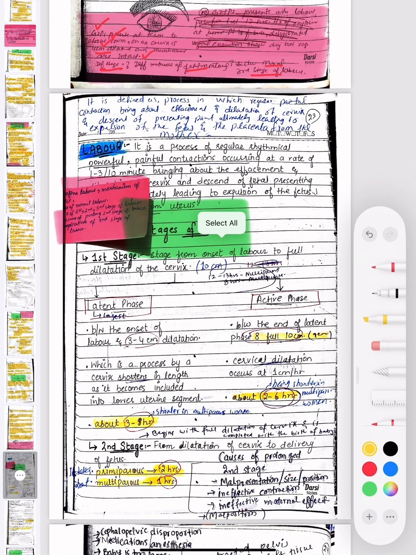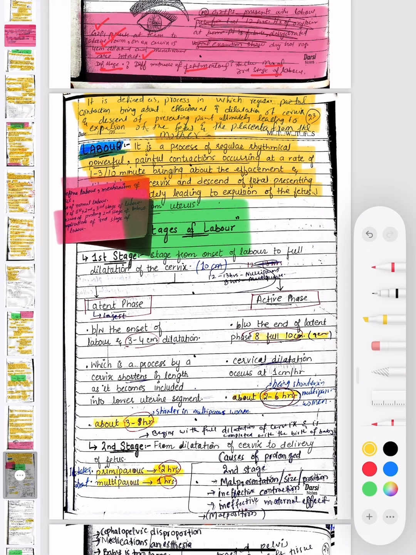Labor is a process of regular, rhythmical, powerful, and painful contractions occurring at a rate of 1 to 3 per 10 minutes, bringing about the effacement and dilatation of the cervix and descent of the fetal presenting part, leading to the expulsion of the fetus. Or it is defined as a process in which regular, painful contractions bring about the effacement and dilatation of the cervix and descent of the presenting part, ultimately leading to expulsion of the fetus and the placenta from the mother. This is the definition of labor.